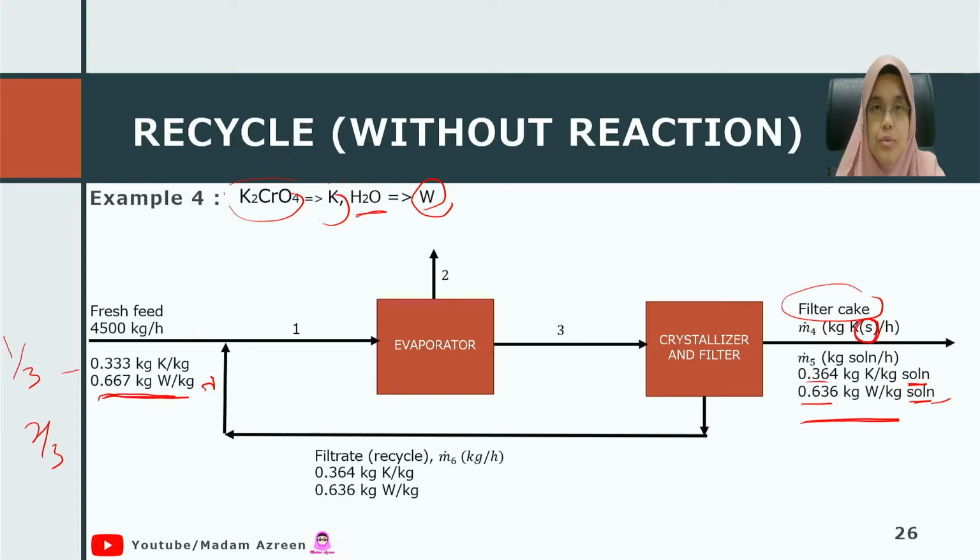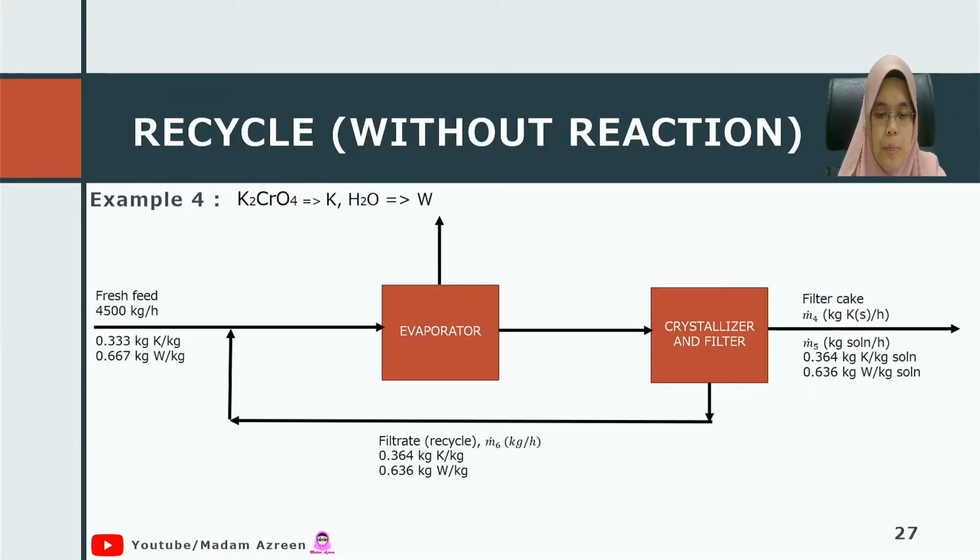Okay, so easier for you to understand it. So the same method. Next, what we need to do is define the boundary and the unknowns. For stream number 1, we don't know the mass, so we put it as M1. We don't know the composition of K, we put it as X1, and the composition of W is basically 1 minus X1, because it only has 2 components.